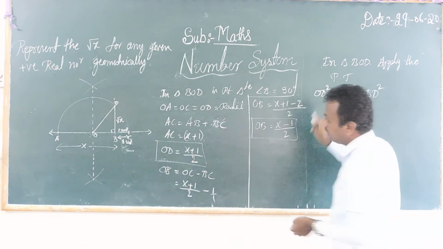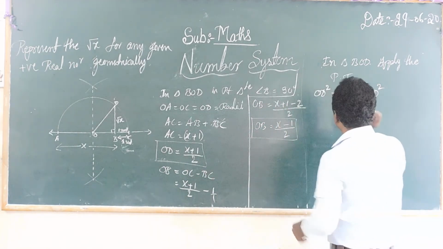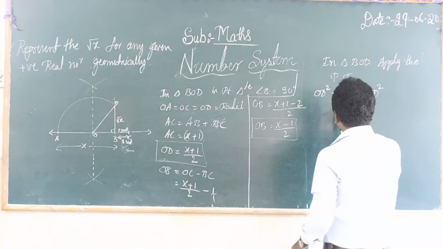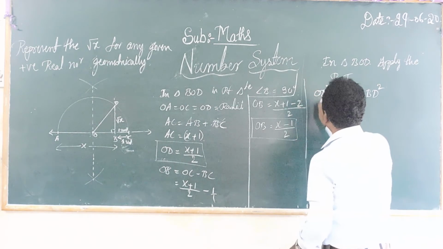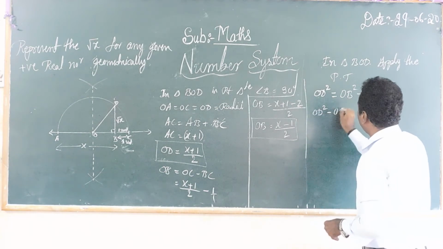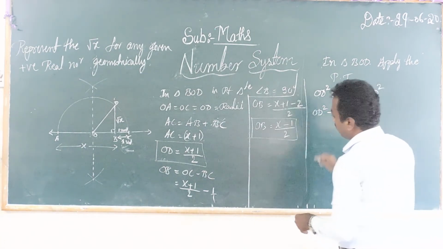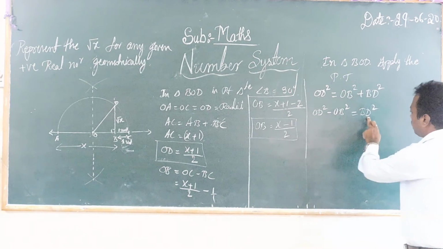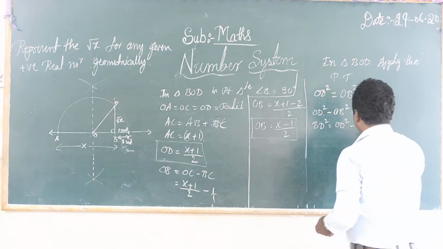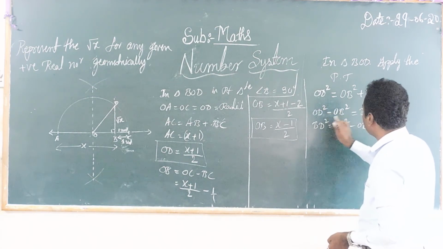Now, OD square, how much? Here OD is x plus 1 by 2. So now we have to find BD. BD square you have to write here only. OB square I will send to the other side. So OD square minus OB square is equal to the remaining BD square. Otherwise, BD square is equal to OD square minus OB square. On exchange, BD square you have to write on the RHS side: OD square minus OB square.